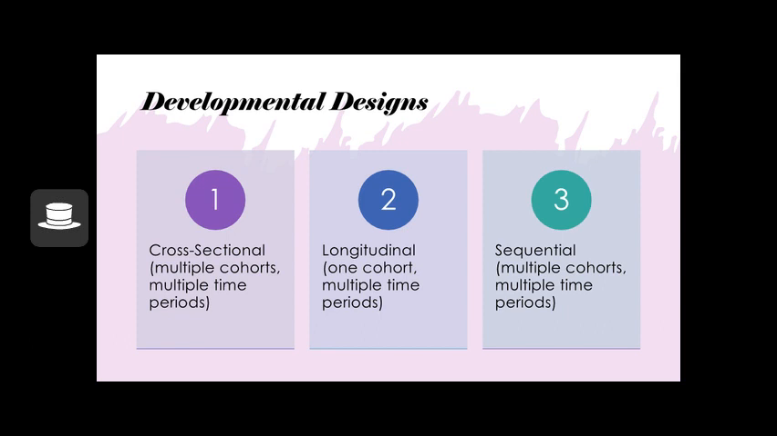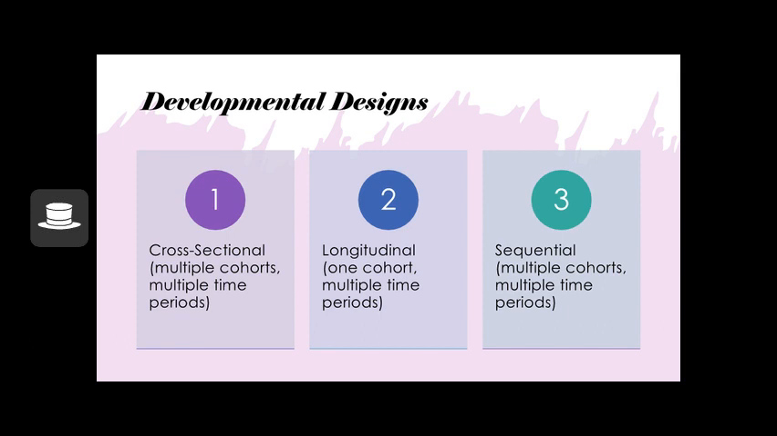Or we can look at the different classes that I've had as potential cohorts, right? I have my spring 2020 class. I also have my fall 2019 class. All of them experienced a specific set of things at a certain time. So when we're looking at developmental designs, we're looking at cohorts and we're seeing how time affects certain characteristics.